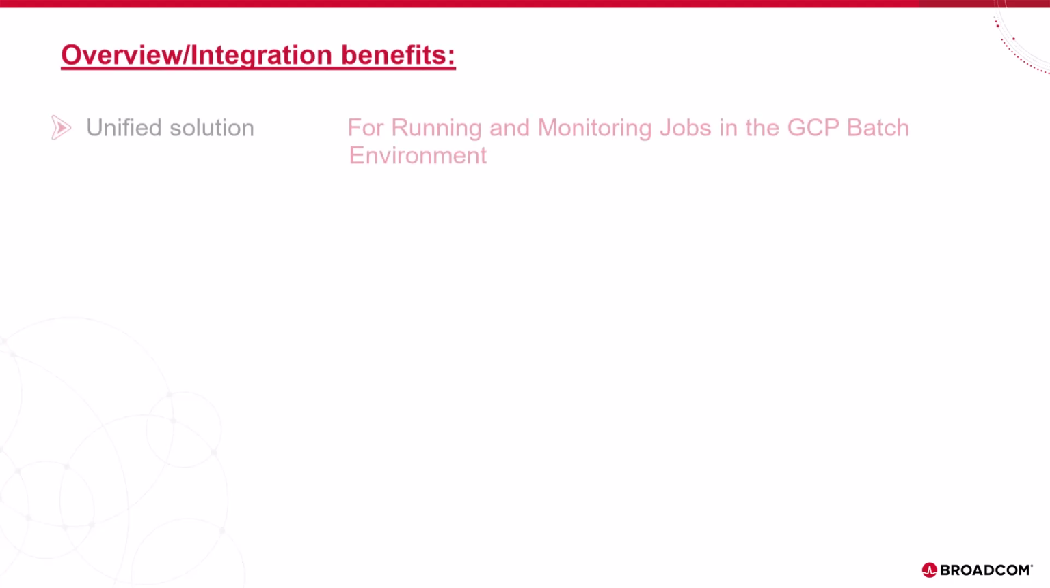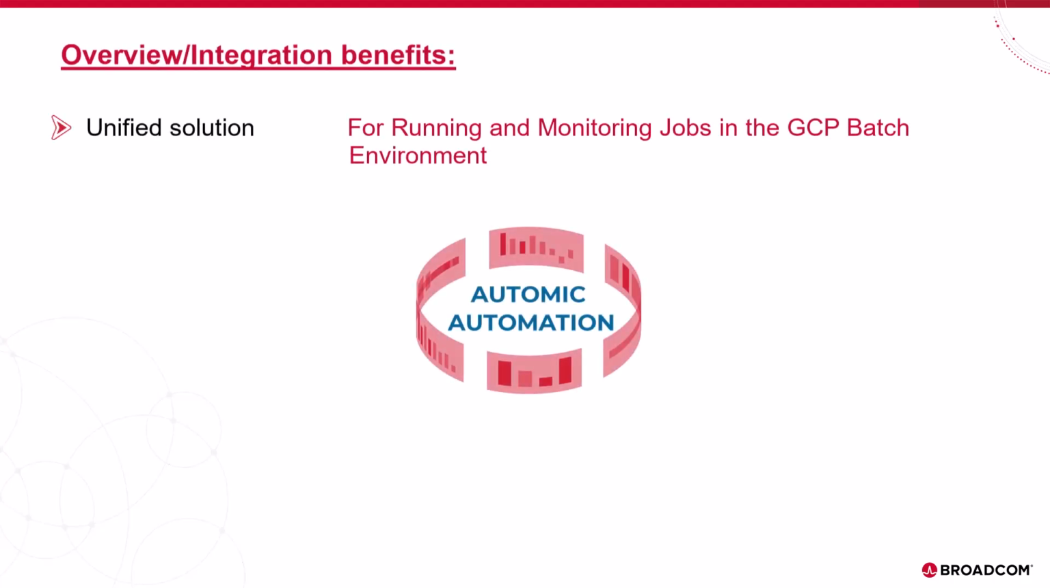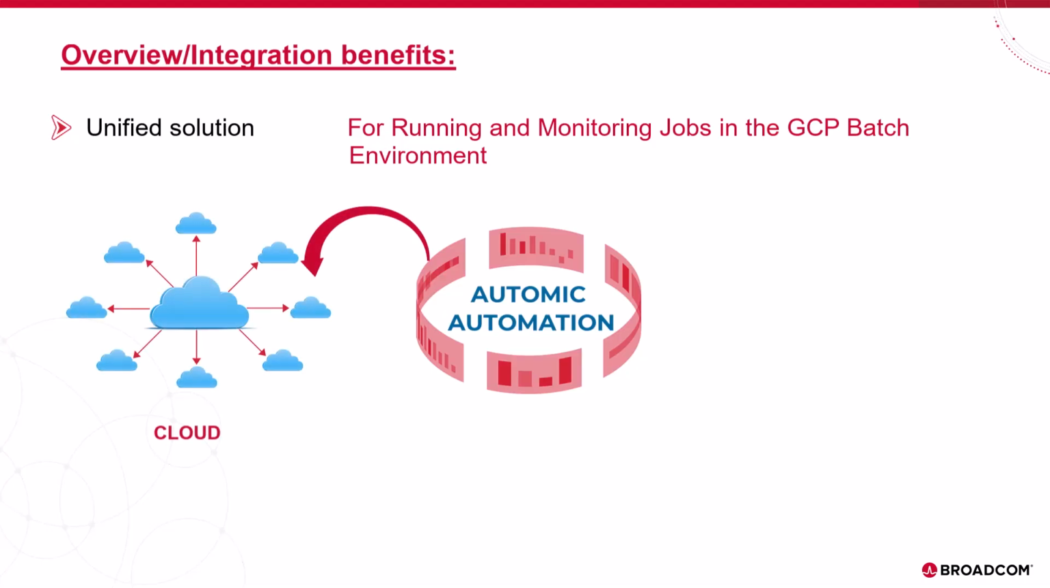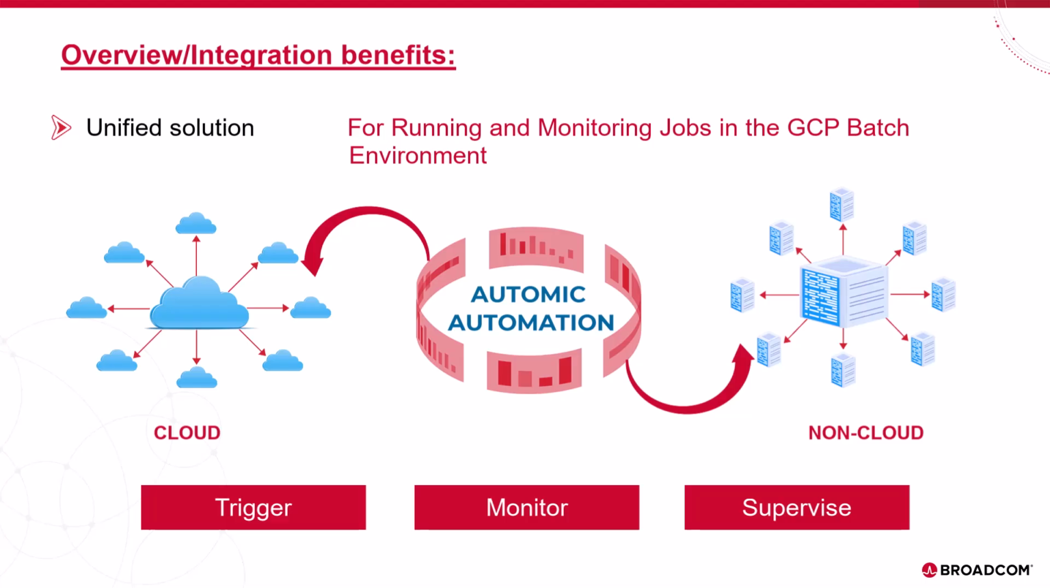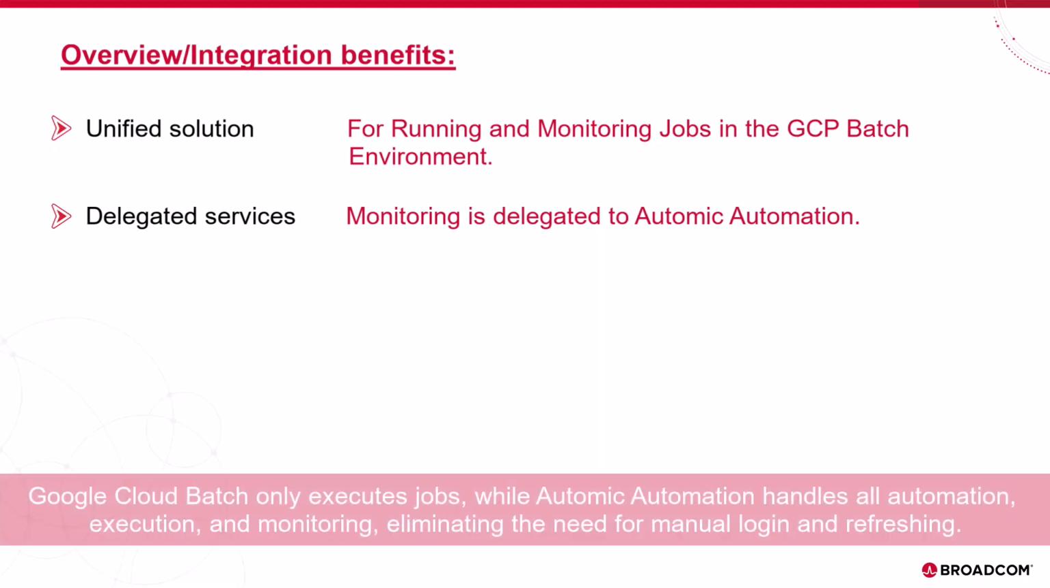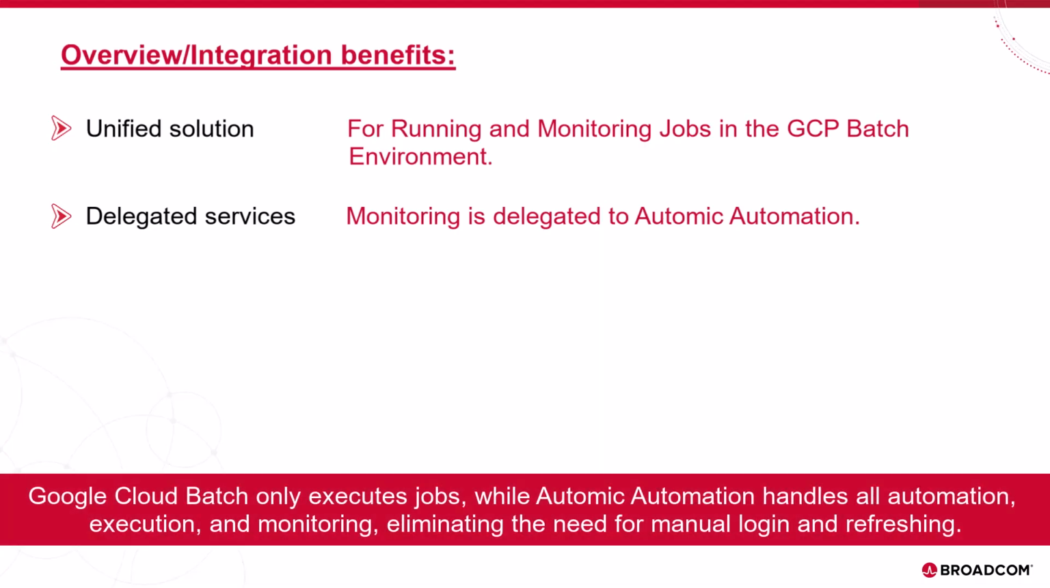Automic Automation plays a central role in orchestrating operations across multiple environments, including the cloud. Automic Automation synchronizes these processes with other, non-cloud operations. By integrating Google Cloud Batch, we can configure process automation centrally in Automic Automation and then trigger, monitor, and supervise everything in one place. Google Cloud Batch processes can then be synchronized with all other environments routinely supported by Automic Automation. Google Cloud Batch's role is reduced to execute the jobs.